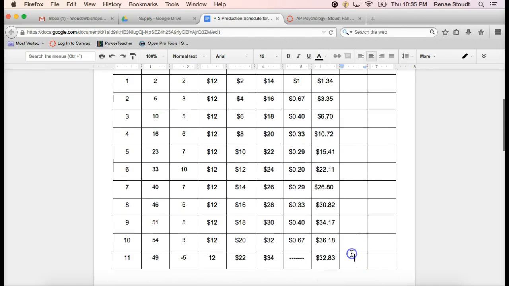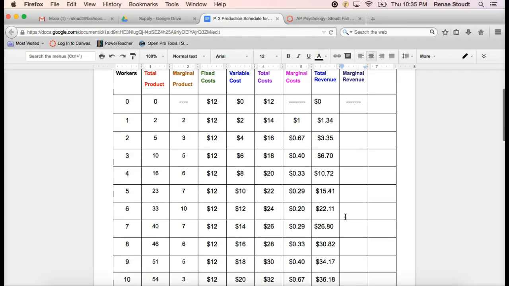At the last one, we also cannot fill in. And the reason for that is because we have a negative marginal product, okay? And so as a result, our marginal revenue would be negative, so we can't do that. So fill in all the other points, 67 cents, and I'm actually just going to copy and paste. Okay, so now you have 67 cents as a marginal revenue.